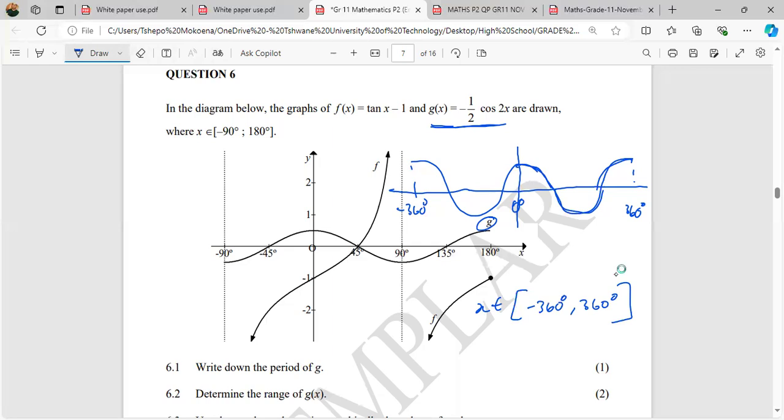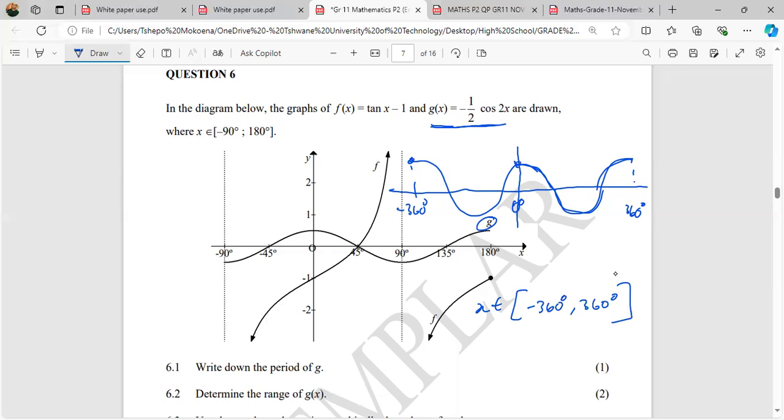I don't have the equation. Did I draw the equation for this graph? No. So that means I have a sketch of this graph. So how can I use the sketch to determine the period? I'm going to look at the points that are in phase. This point and this point, they are in phase.